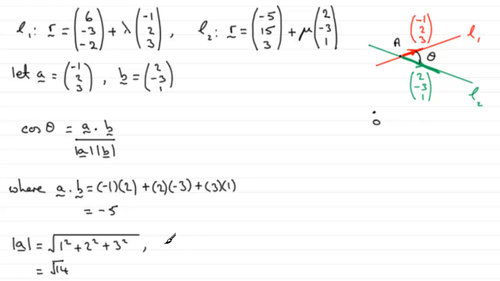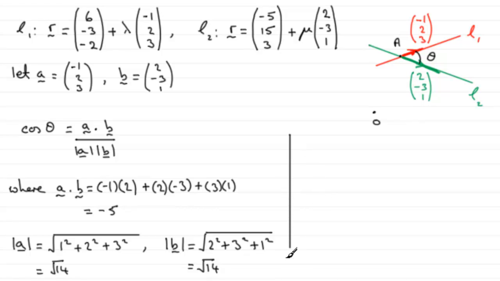Now if we do the same for the vector B, then that's going to be the square root of the sum of the squares of its components, which is going to be 2 squared plus 3 squared plus 1 squared. And what we get again is the square root of 14. So that certainly helps make the calculation a lot easier.